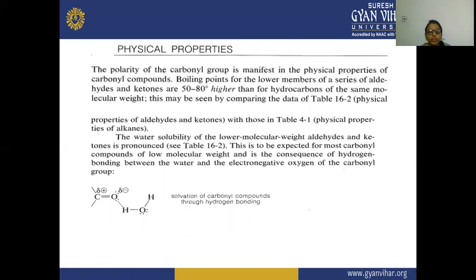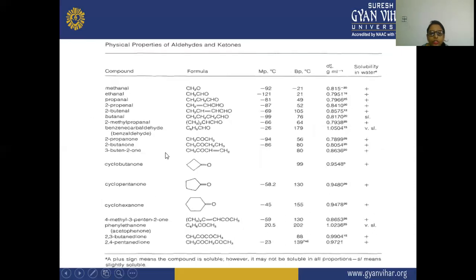The next is your physical property. The boiling point for the lower members of the aldehyde and ketone series is 50 to 80 degrees higher than that of the hydrocarbon of the same molecular weight. The water solubility of the lower molecular weight aldehydes and ketones is pronounced, and this is the consequence of hydrogen bonding with the water and the electronegative oxygen of the carbonyl. Here you can see the solvation of your carbonyl compound through hydrogen bonding, occurring between this oxygen and the hydrogen. So these are the physical properties of your aldehydes and ketones.